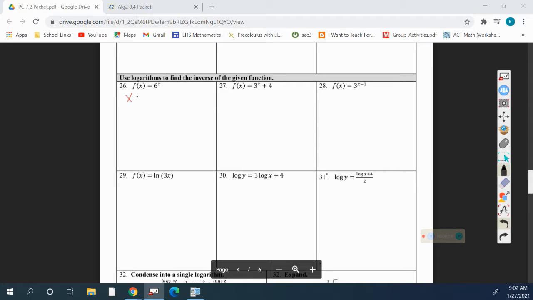So x equals 6 raised to the y. Let's finish this. Okay, there I have switched. Now I have to solve for y. How do I solve for y? I turn it into a log. So, log base 6 of x equals y. You're done. That's the inverse.